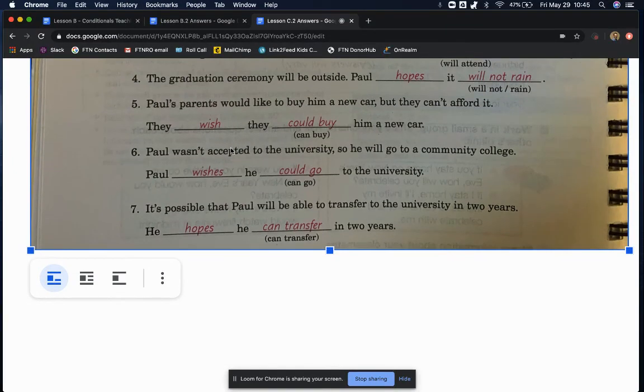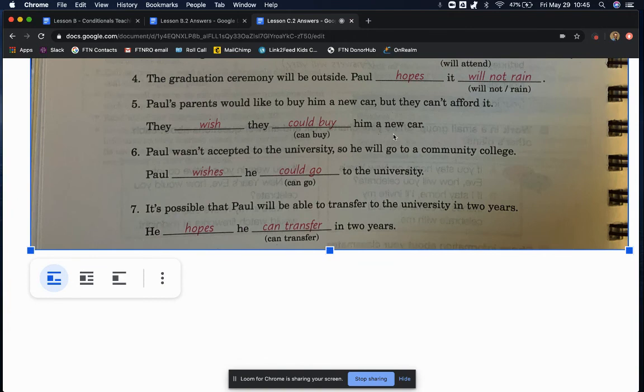Okay? Number 4, the graduation ceremony will be outside. Paul hopes it will not rain. Okay? So it's possible it could rain, I guess. So Paul hopes that it will not rain. Notice that we're using not there. That makes it the negative. So he hopes it won't rain. All right? But it is possible.